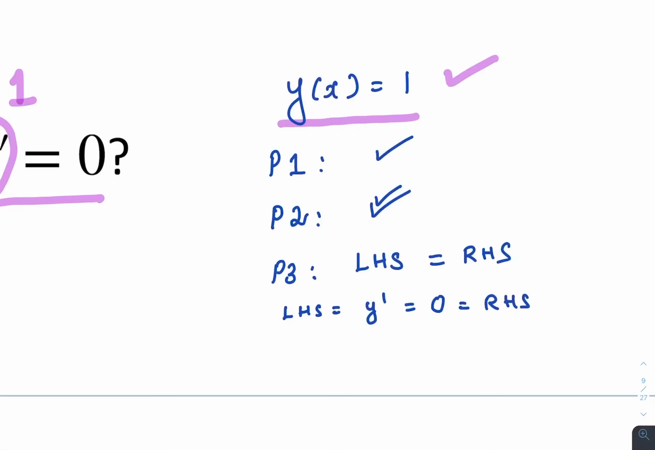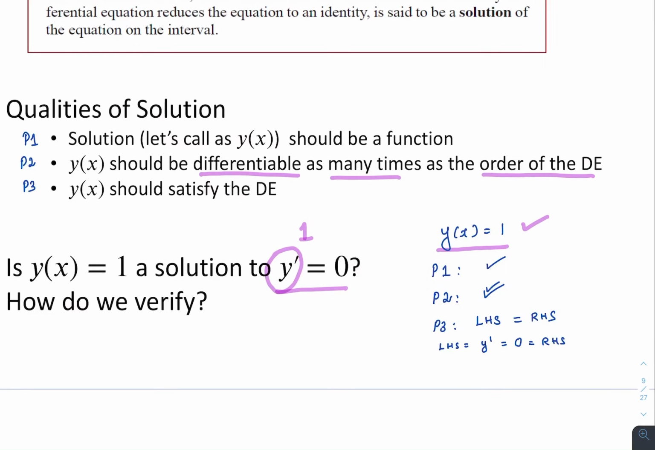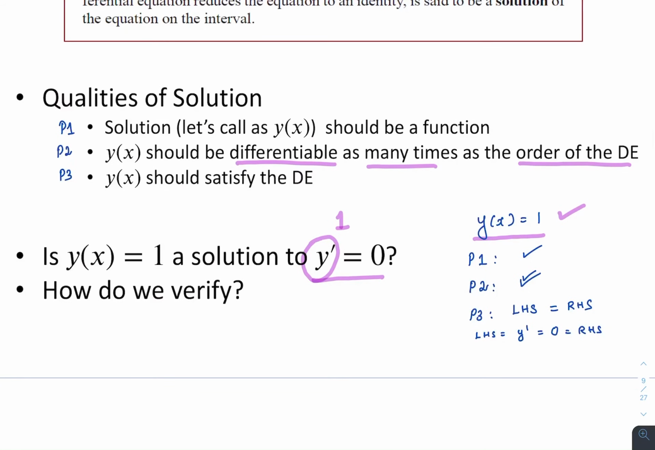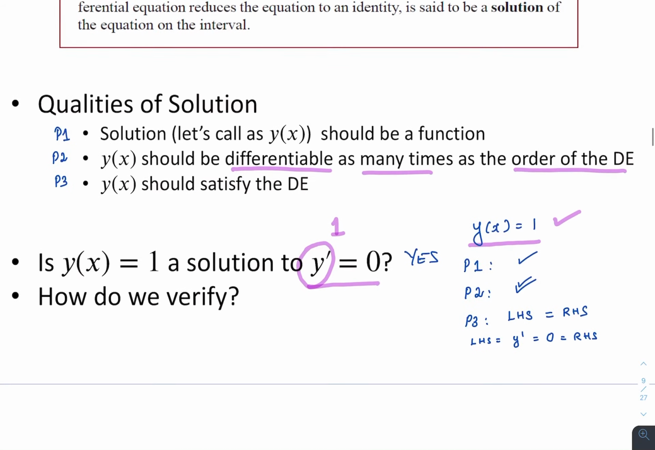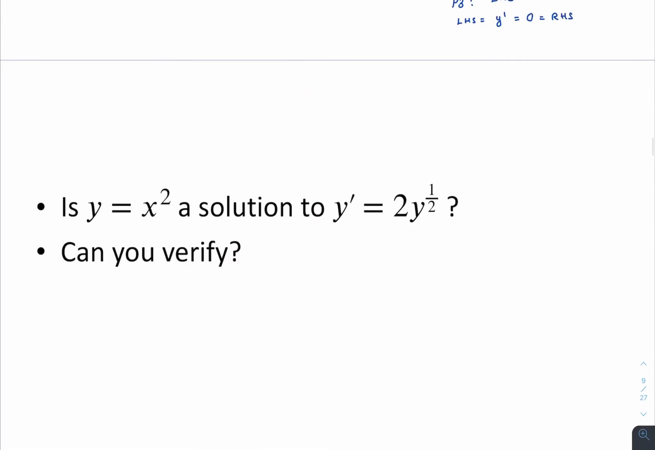And so my function y = 1 satisfies my differential equation y prime = 0. Therefore, I can say yes, the answer is yes, because of all these three reasons. It satisfies property number 1, property number 2, and property number 3. Because of all these reasons, we know that this is a solution to that particular differential equation.